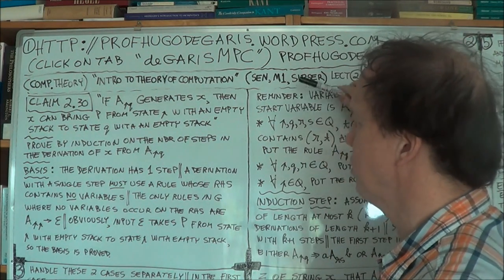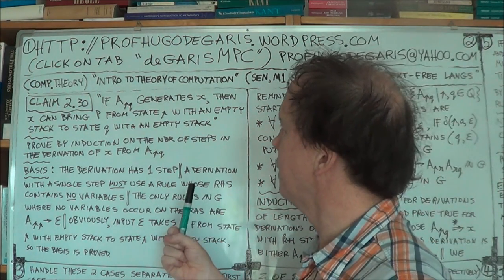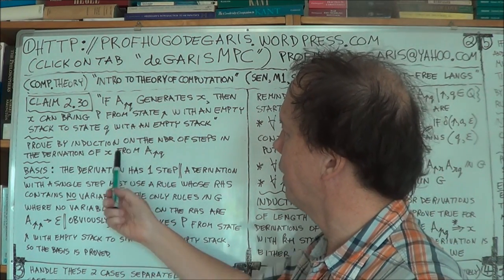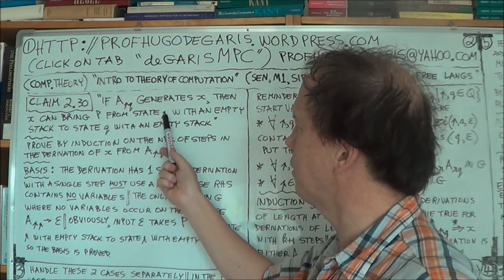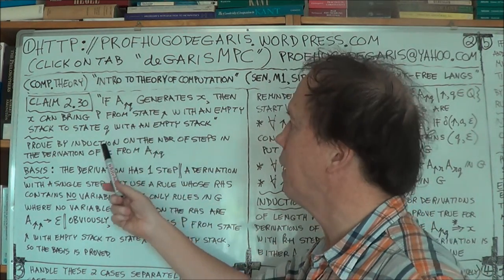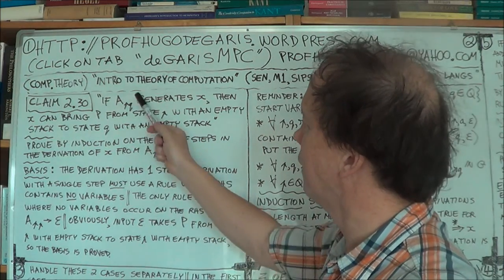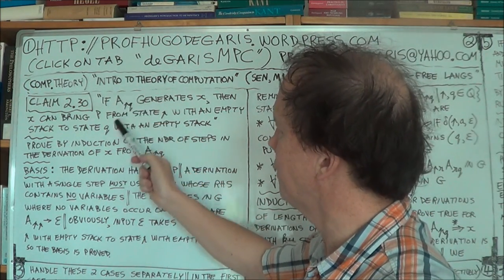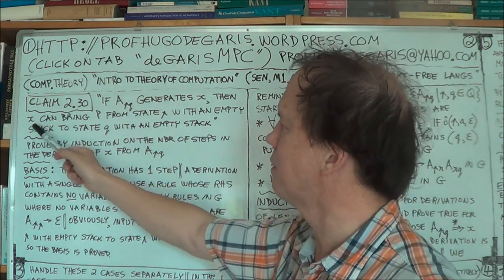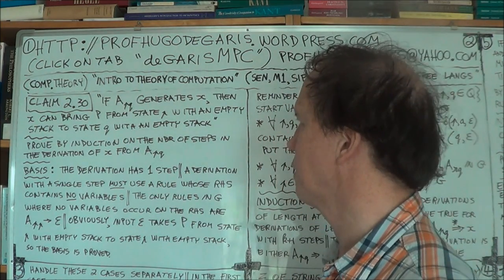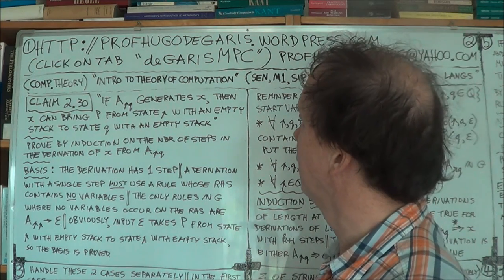So using the rules here, we can actually show that the PDA will, starting in state little p with empty stack, end up in state Q with empty stack, being derived, that x being derived from this variable. That's what we have to show. Okay.